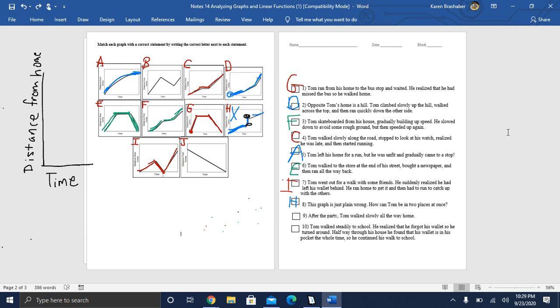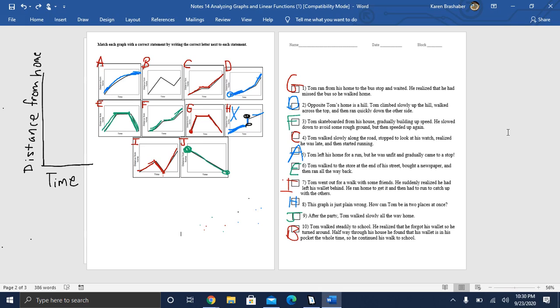Number 9, after the party, Tom walked slowly all the way home. So we have to find a graph that's left. We only have 2 left, where he started far away from home. So if we look, graph J is the only graph where he starts at a distance away from home and it's steady. He walks steadily to where he is at home. So that's graph J. And that means that our final graph, the one that's left, has to be graph B.